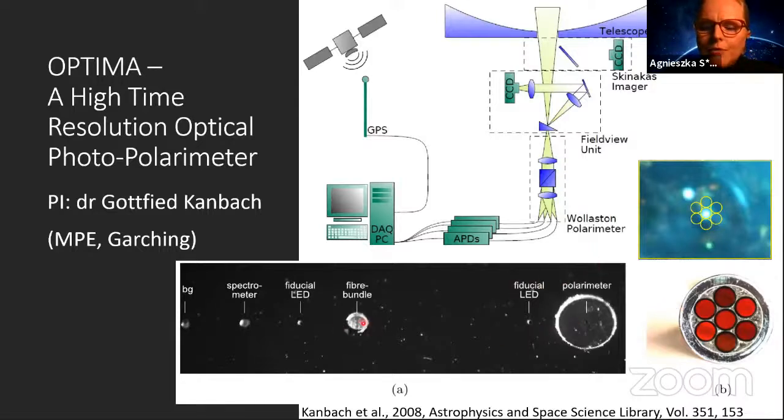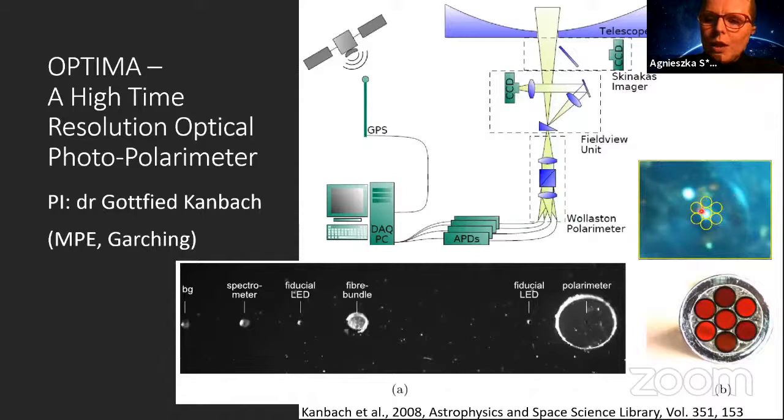It's a very fast photopolarimeter based on optical fibers, and the optical fibers are connected to a single avalanche photodiode. So basically you measure the time of arrival of each single photon. And the fiber bundle is organized in such a way that you have a center fiber and then 6 fibers that measure the background. And on the sky, this is how it looks.